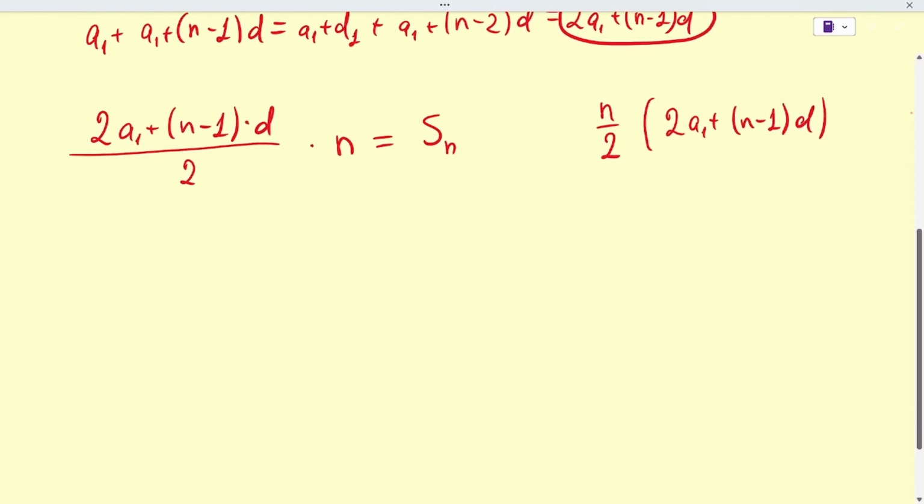Now let's continue with the geometric series. A geometric series is a set of real numbers where the common ratio is the same. Here we are given the first element a1, the second element will be a1 times r, the third element will be a1 times r square, and so on. The nth element will be given by the formula a1 times r to the n minus 1.